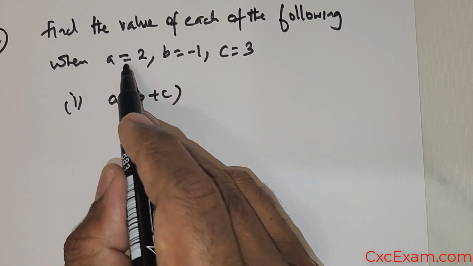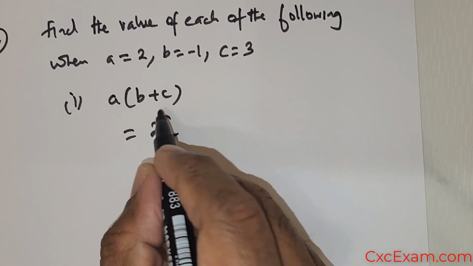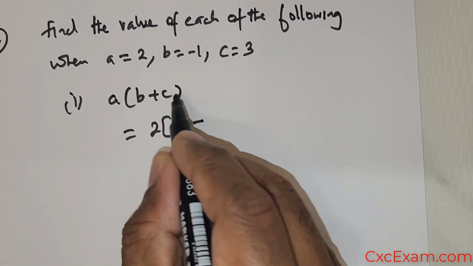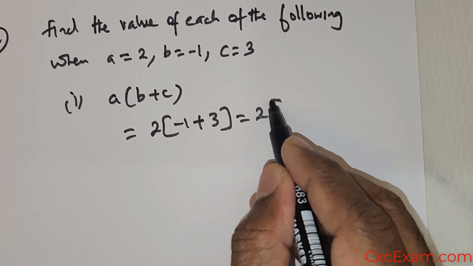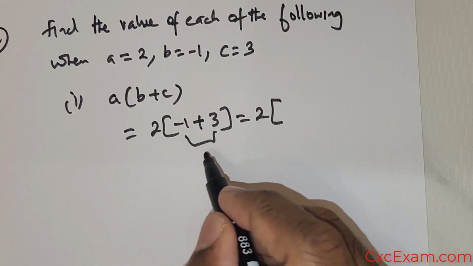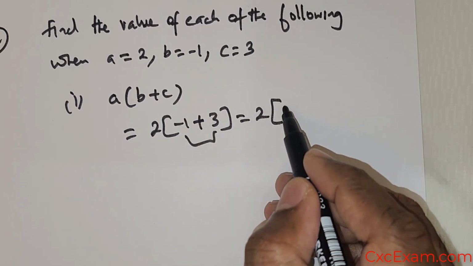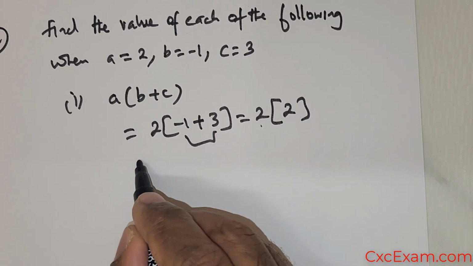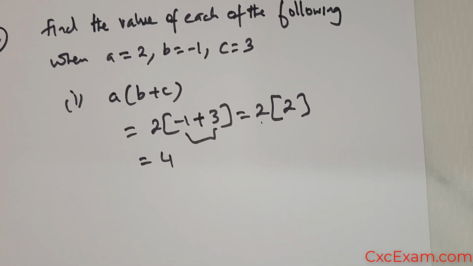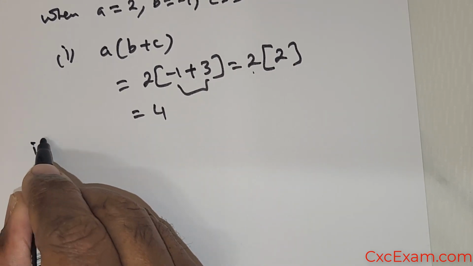Now what is the solution here? a is equal to 2, b is -1, followed by c is 3. Now first you solve the quantities inside the parenthesis. So -1 added with 3 would give you 2. 2 multiplied with 2 would give you 4. So 4 is the solution for this question. Now there is the next question.